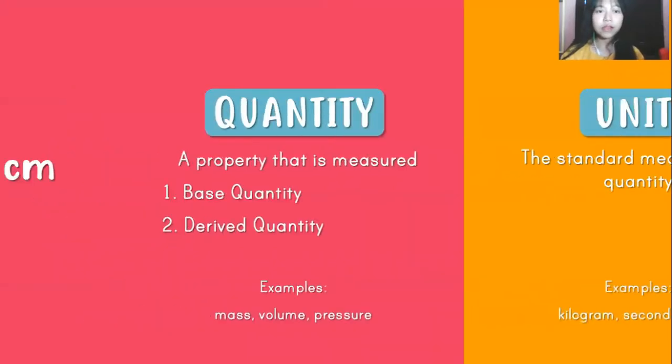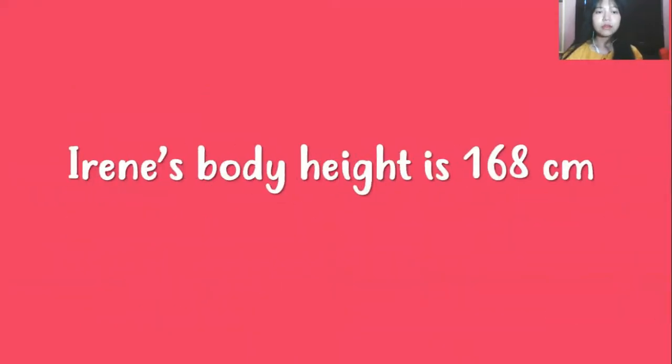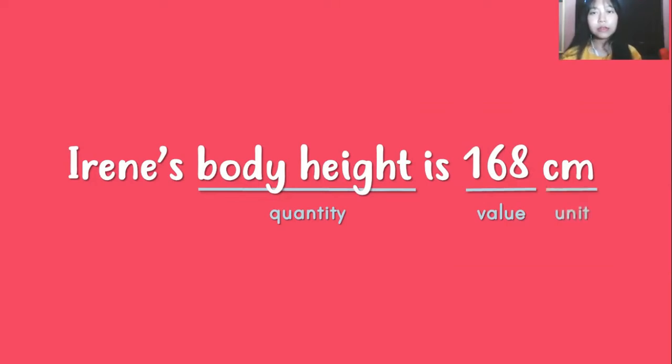Here I have one example. Arin's body height is 168 centimeters. Yes, you can guess that body height here is the quantity, or the thing that is being measured. And we have the number here, or the value, which is 168, and the centimeter is the unit.